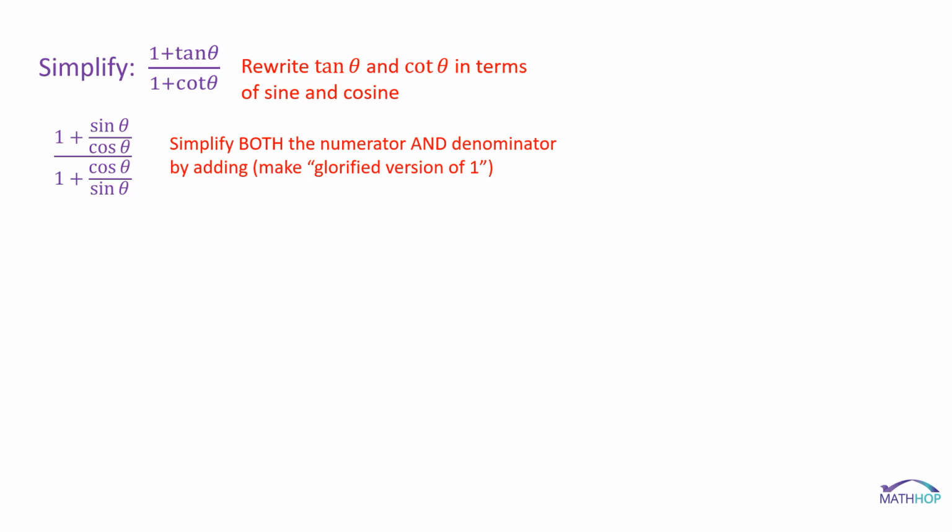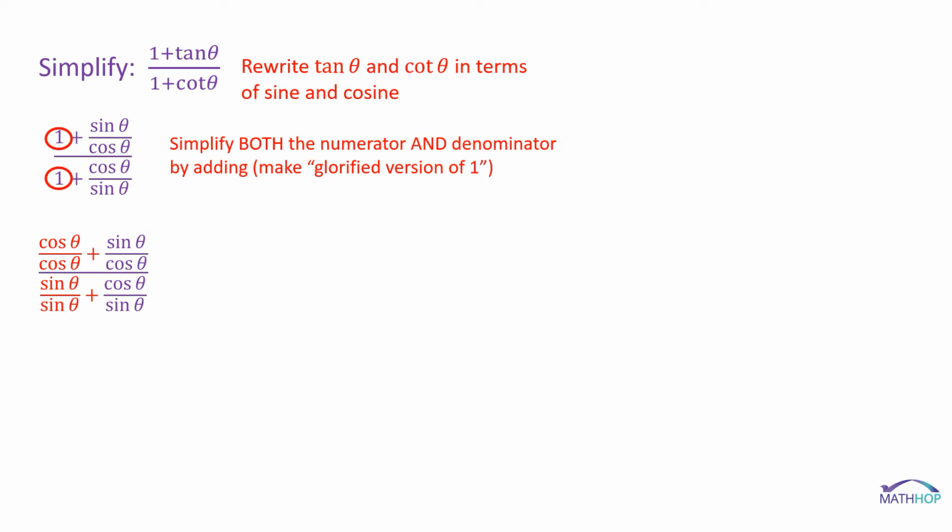So we're going to take 1 and change it to have a like denominator. We're going to make what I call a glorified version of 1. We see that we need a denominator of cosine, so we're going to rewrite 1 as cosine over cosine. Here we see we need a denominator of sine, so we'll rewrite 1 as sine over sine. No big deal. That 1 will become cosine over cosine, that 1 will become sine over sine, and we will have two fractions to add in the numerator and two fractions to add in the denominator.